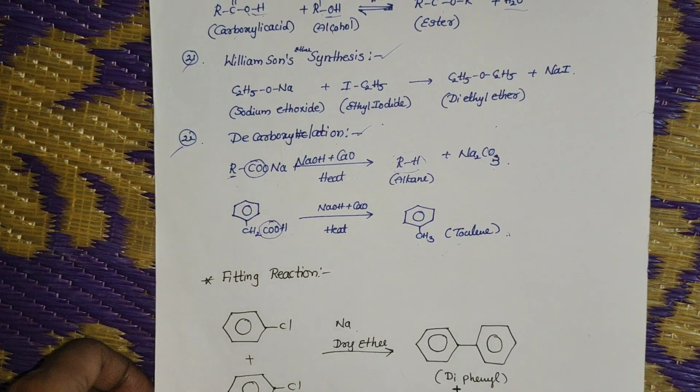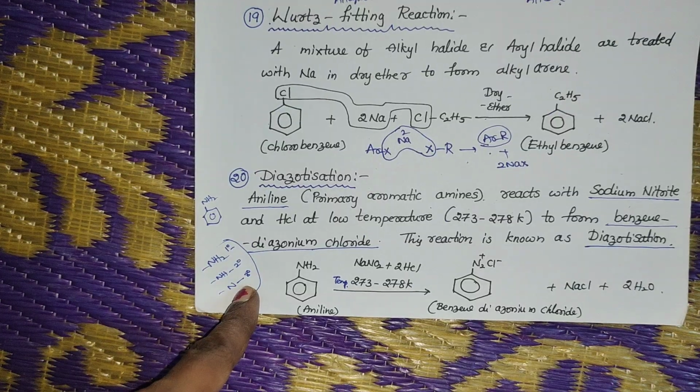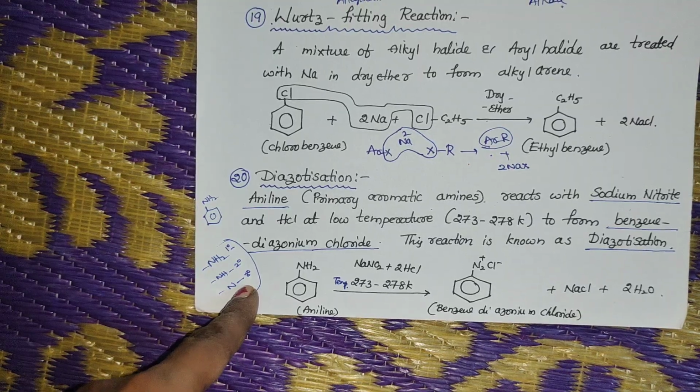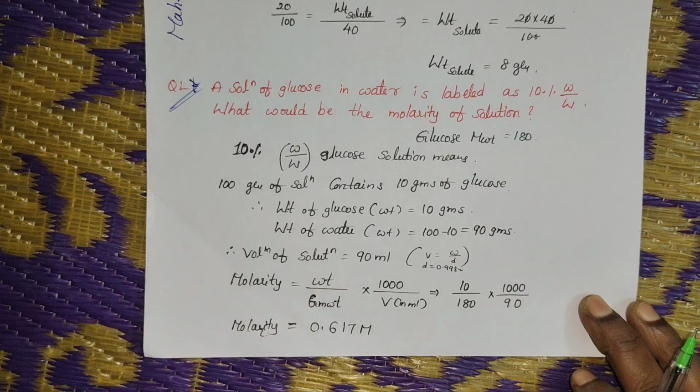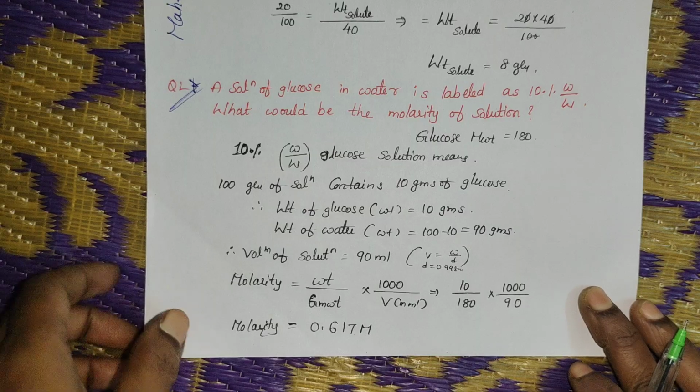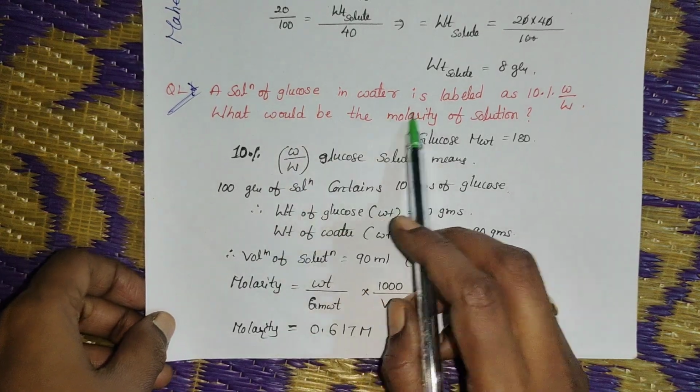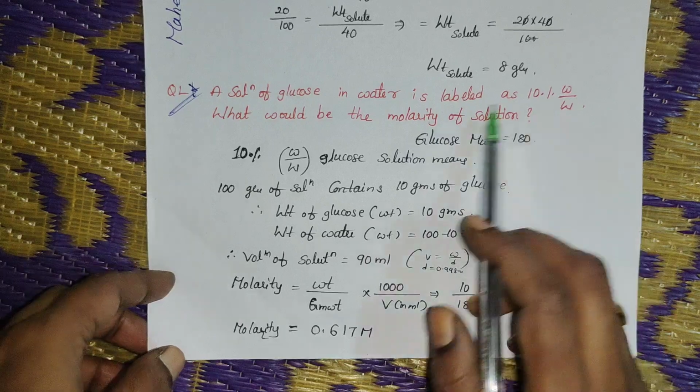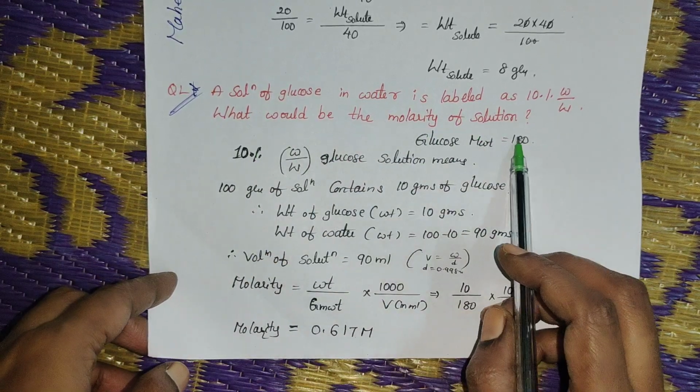Once you check this decarboxylation, after that this diazotization is also over, right? And here is one more important question as a SAQ. A solution of glucose in water is labeled as 10% weight by weight. What would be the molarity of the solution?